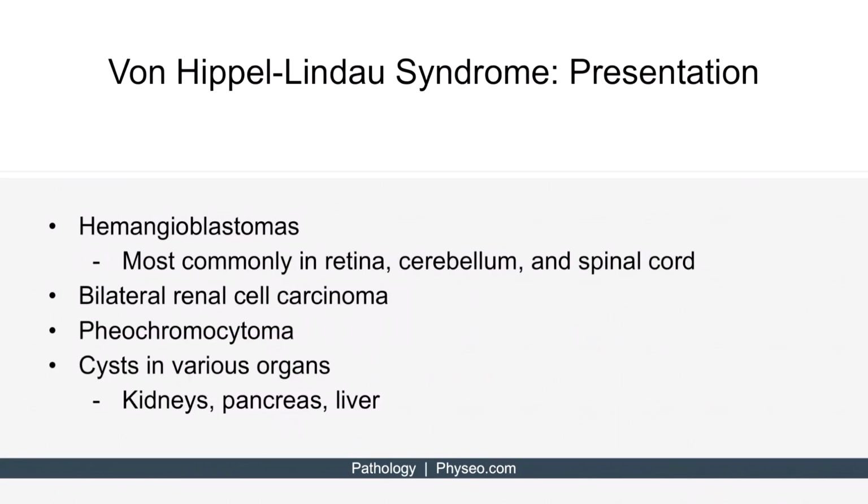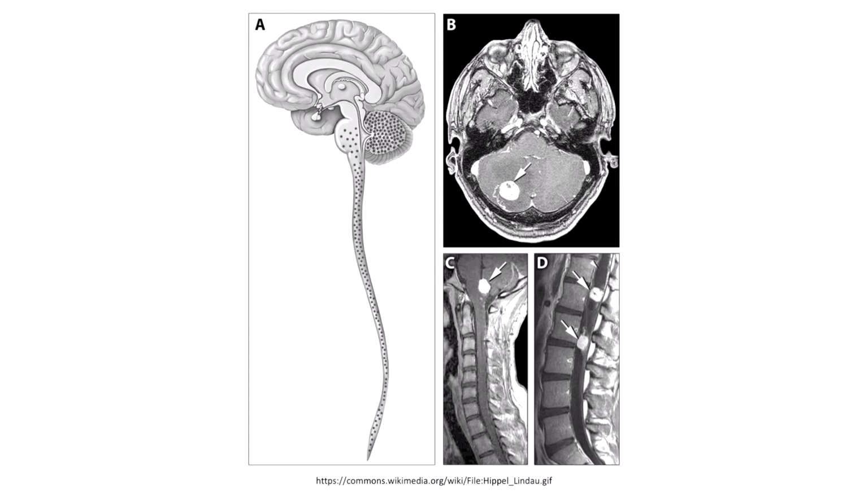It presents with hemangioblastomas, which are vascular tumors of the CNS most commonly seen in the retina, cerebellum, and spinal cord. This disorder is also associated with bilateral renal cell carcinoma, pheochromocytoma, and cysts in various organs, such as the kidneys, pancreas, and liver. This image represents the typical distribution sites of hemangioblastomas in von Hippel-Lindau syndrome patients.